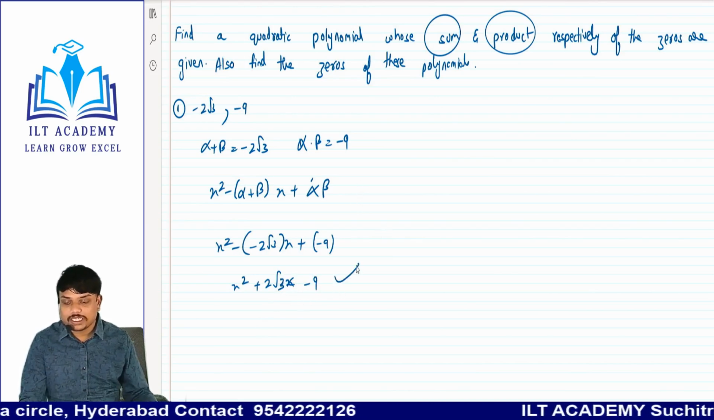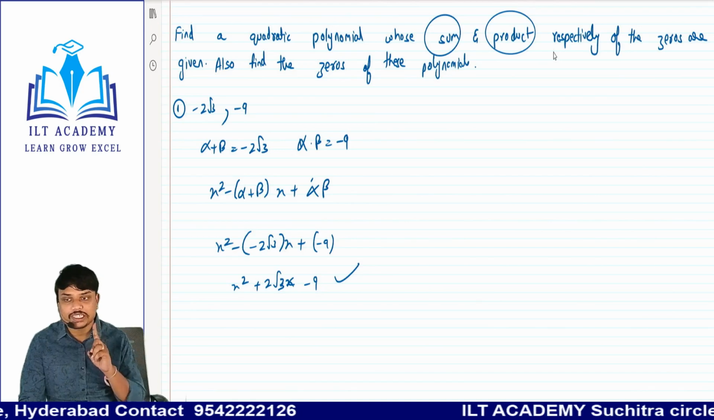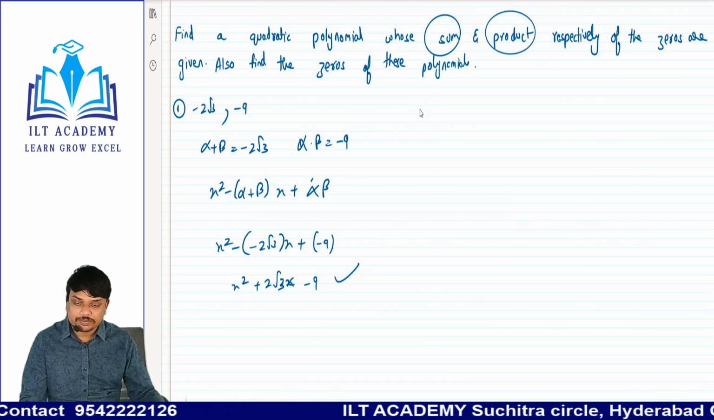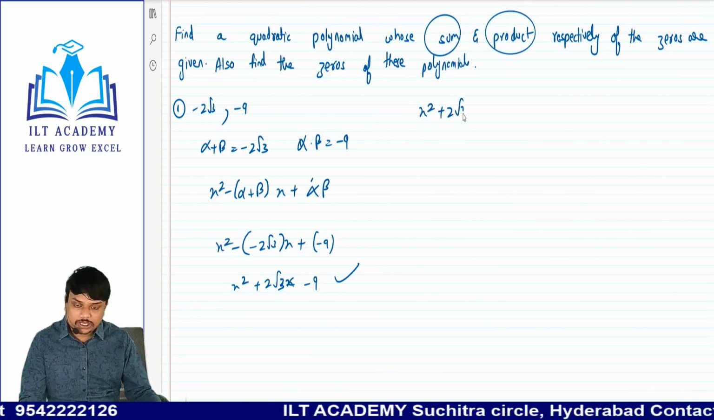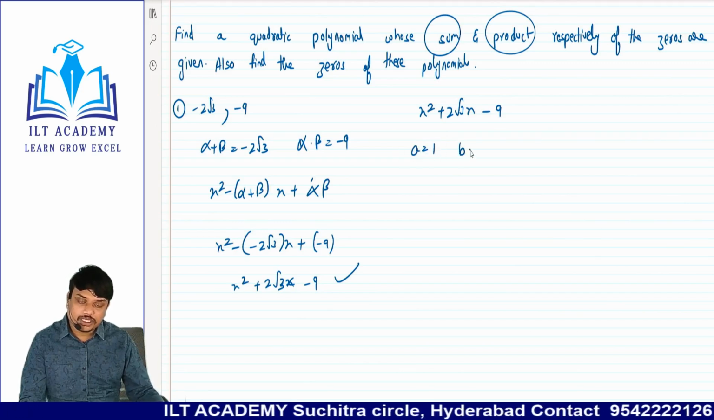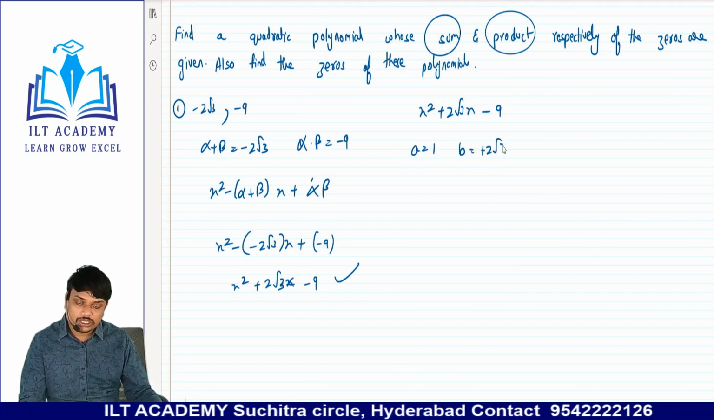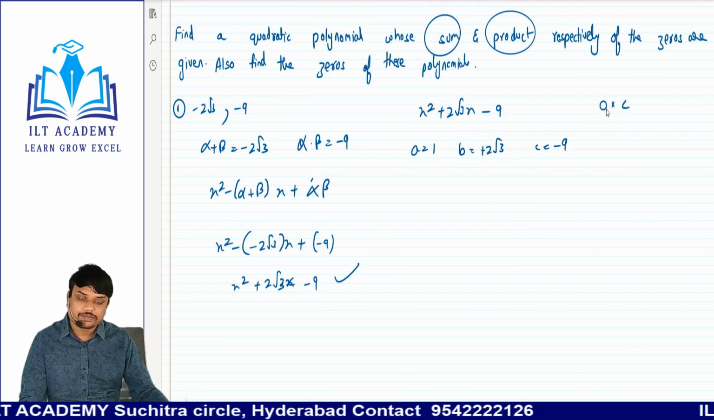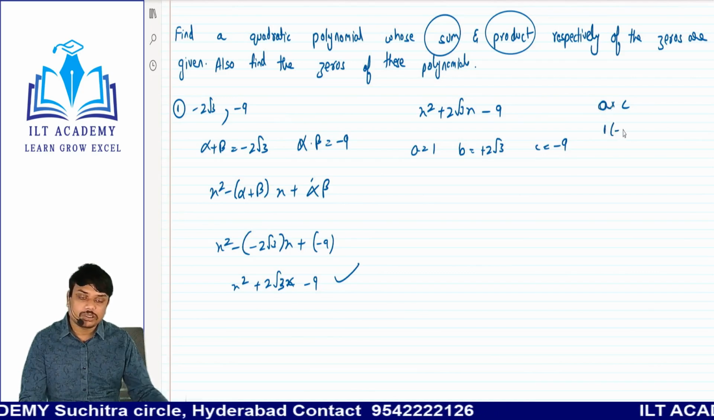Now equation तो बना लिए. The question is what? Not to verify the relationship. Question is to find the zeros. How to find the zeros? We know that, splitting the middle term. X square plus 2 root 3 x minus 9. So a is equal to 1, b is equal to plus 2 root 3, c is equal to minus 9. Now what we'll do? A into c, which is 1 into minus 9.